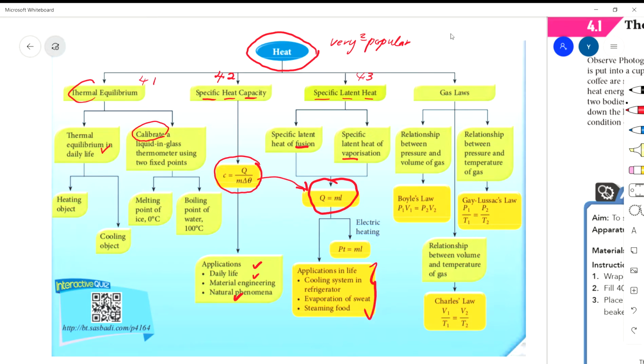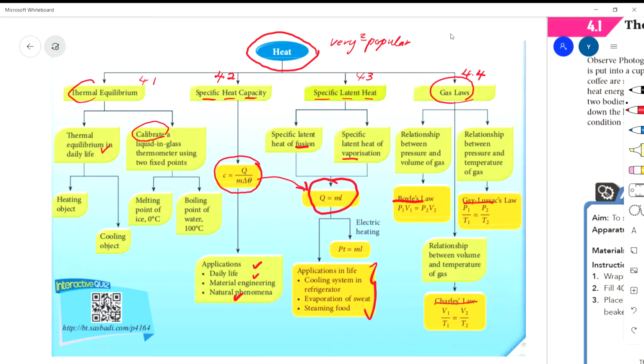The last part is quite different compared to these three. This is about gas, something to do with heat too. We have three laws: Boyle's, Gay-Lussac, and also Charles' law. Each of these gas laws has its own conditions, when to use this or when to use that. Hopefully we can discuss that by next week.